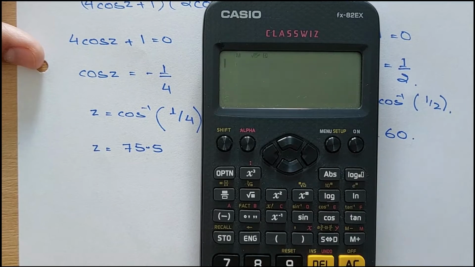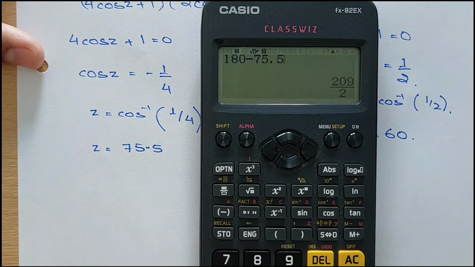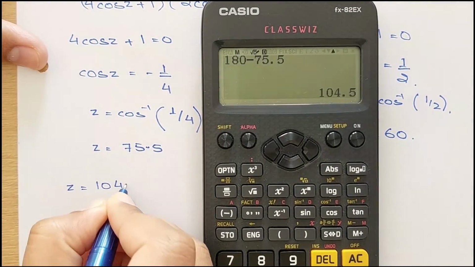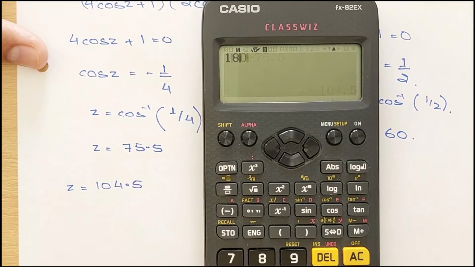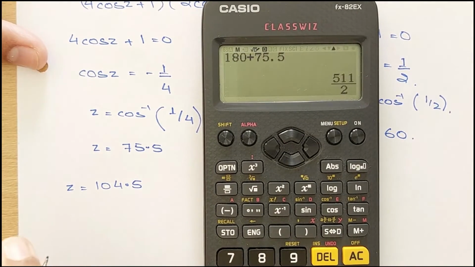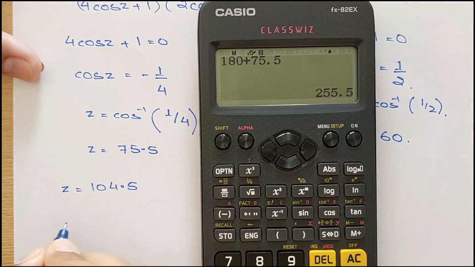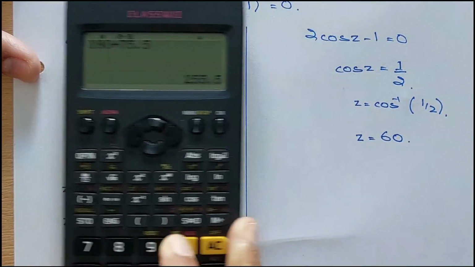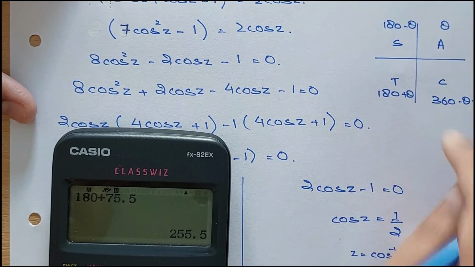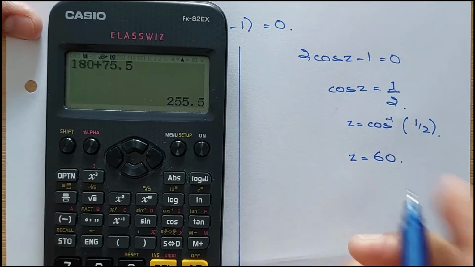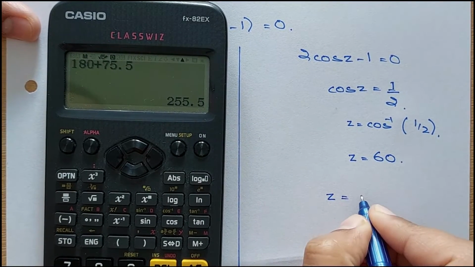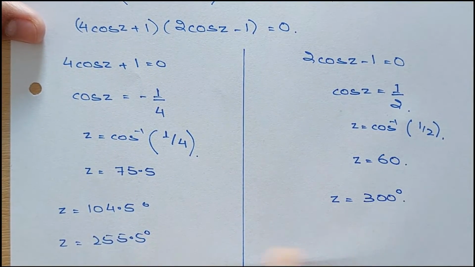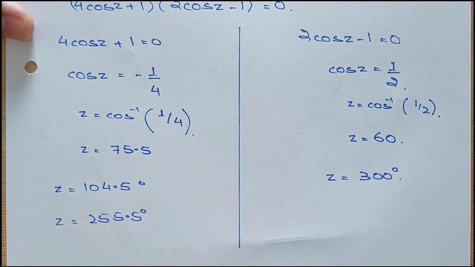So if we do 180 minus 75.5, we have 104.5, and cos is negative in the third as well. So 180 plus 75.5 equals 255.5 degrees. Now cos is positive in the first and in the fourth quadrant. So 60 is in the first quadrant. Now for the fourth quadrant, z equals 360 minus 60, that is just 300, right? So these are the four values of z that belong to the domain between 0 and 360.